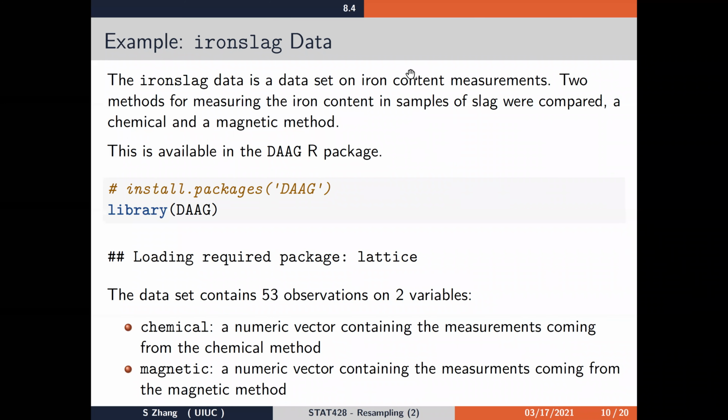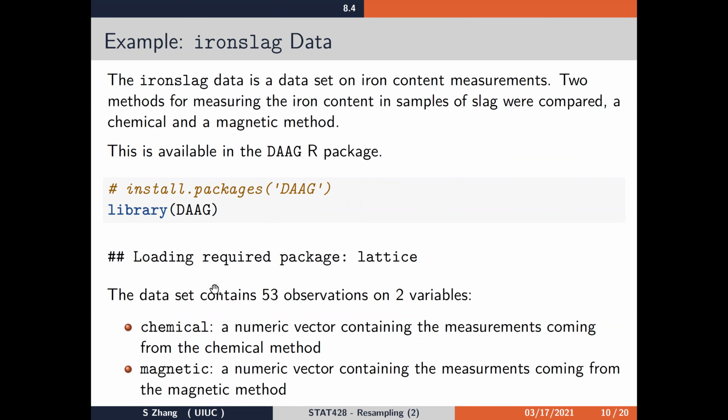The iron slag dataset is a dataset on iron content measurements. Two methods for measuring the iron content in samples of slag were compared, a chemical method and a magnetic method. This dataset is available in the DAAG R package. If you haven't installed it before, you will need to run install.packages, and then you'll be able to load this dataset inside this package.